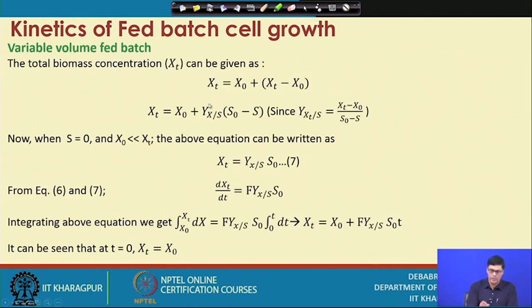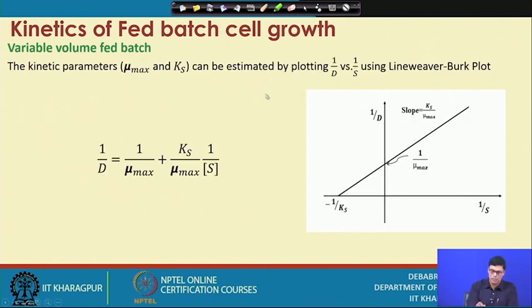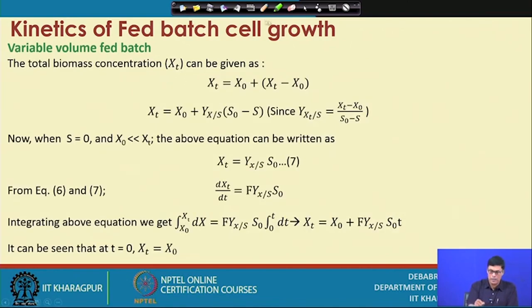Finally, we find that X total is equal to X0 plus this; we can write Xt equal to X0, Xt minus X0. We can write this in this form also. This we have seen before, that this is how it is related with the substrate concentration. This we have done before with the help of the yield coefficient, we can find it out.